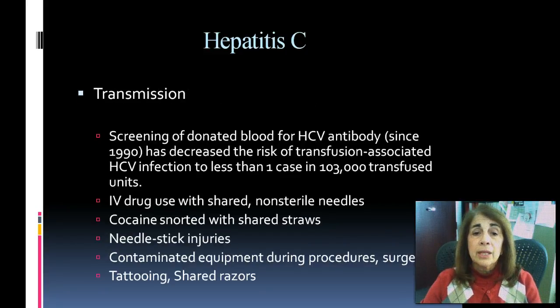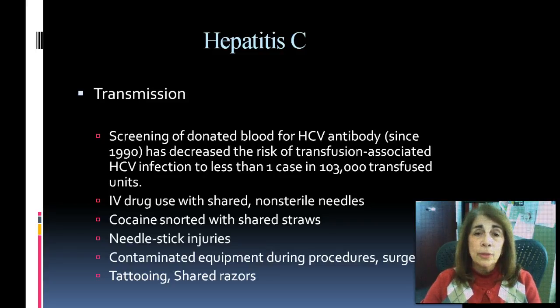Transmission is through IV drug use with shared non-sterile needles, cocaine snorted through shared straws, needle stick injuries in healthcare workers, or contaminated equipment during procedures or surgery. And it can be transmitted through tattooing and shared razors. My brother actually got hepatitis B from using a razor that a friend of his had used, and unfortunately his friend had hepatitis B. So it can be transmitted that way also.